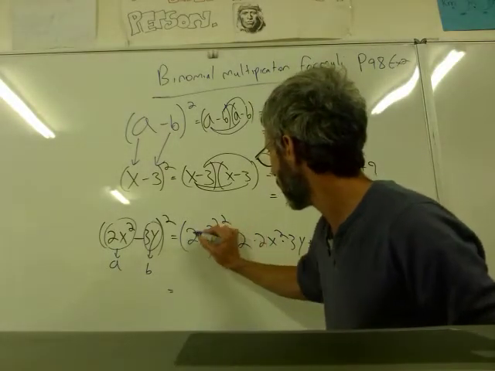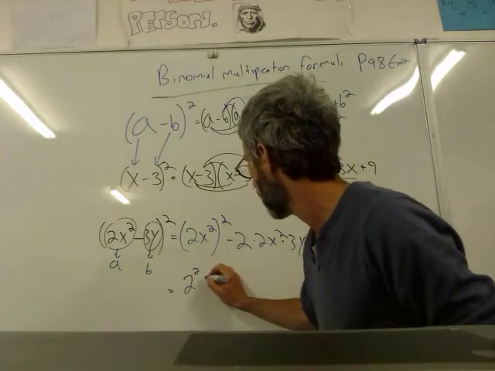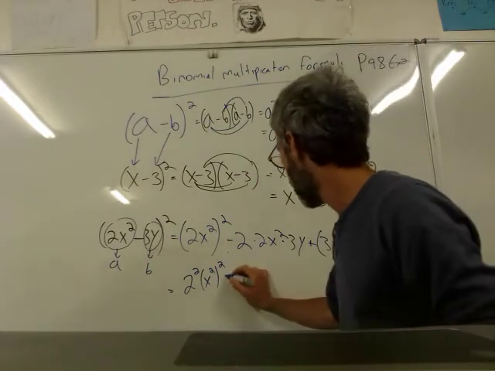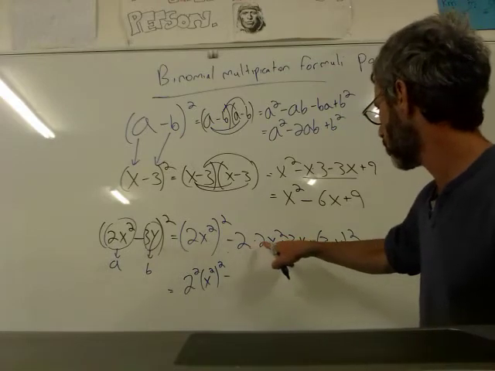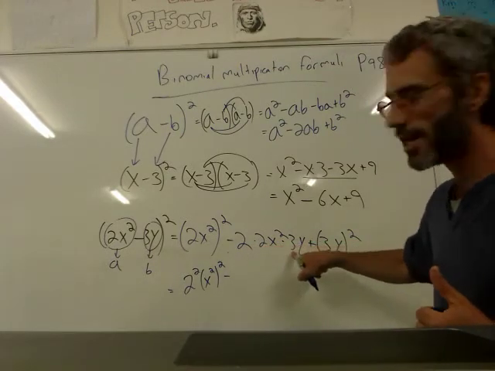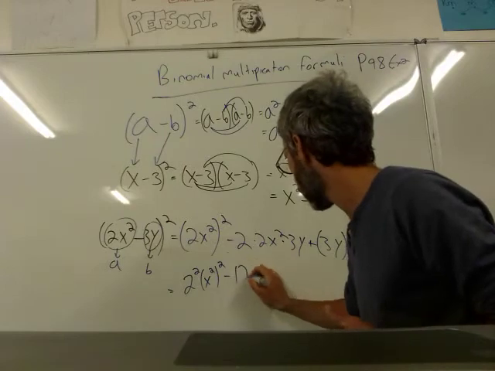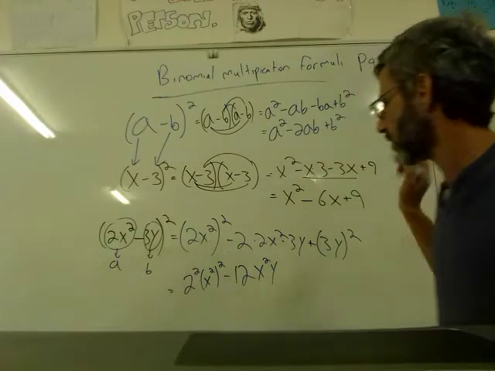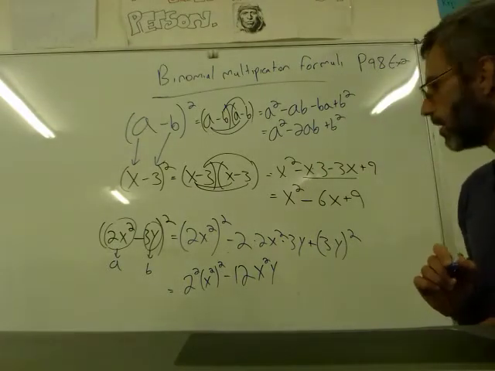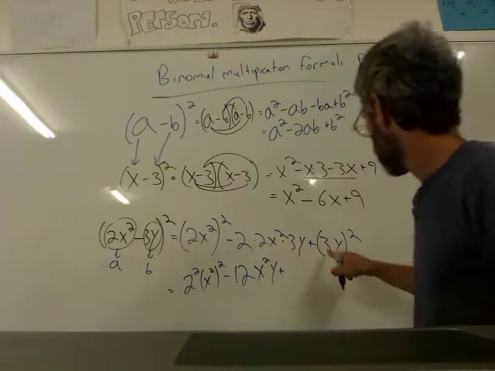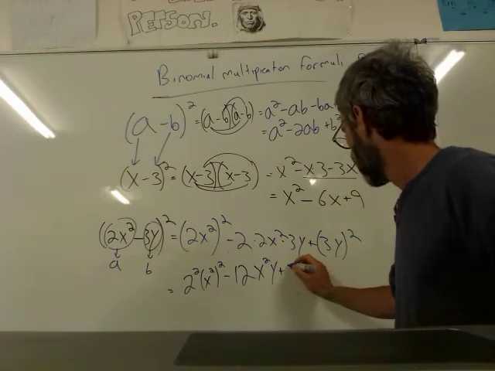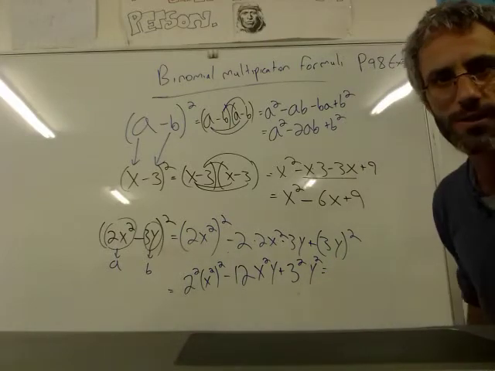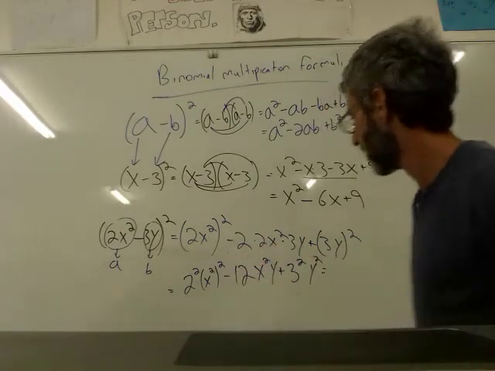So what I've got to do is square each one of these terms. So it's 2 squared, x squared, squared. Okay? Minus, let's do it together. Minus 2 times 2 is minus 4. Minus 4 times 3 is minus 12. X squared times y. There's nothing else I can do here. I just got to write x squared y. Okay? Plus, square the 3. I'll just write it down. 3 squared y squared. And now the last part is just putting it all together.